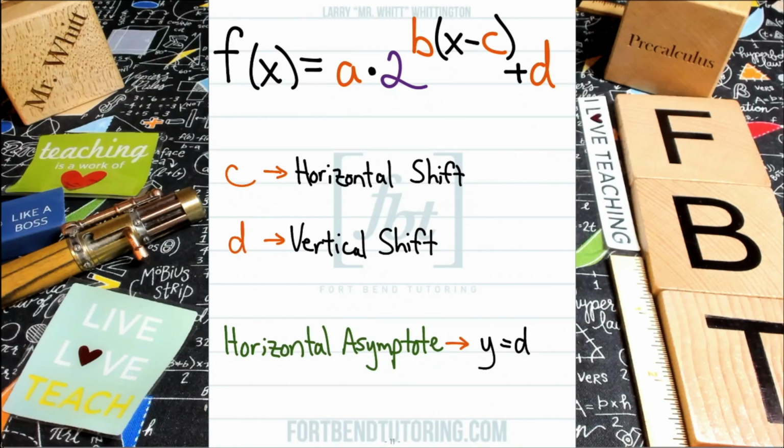And what I mean by shift is the following. The C value will literally move the graph left or right, people. And your D value will move your graph up and down. And just keep in mind that from this point forward, your horizontal asymptote will take on the form of y equals your D value. In other words, that vertical shift is moving the horizontal asymptote of the graph.